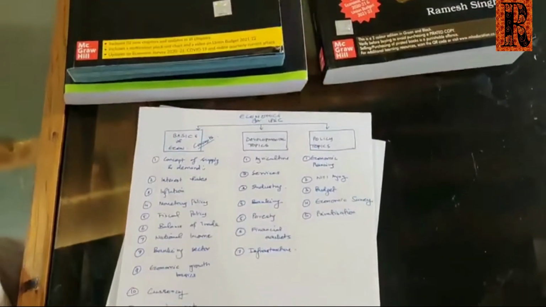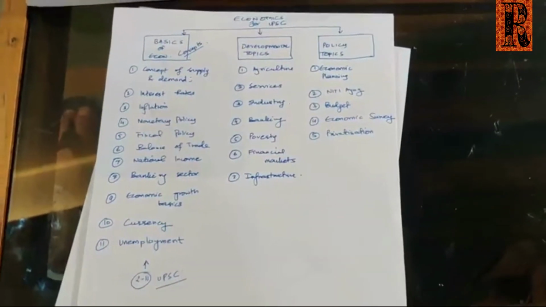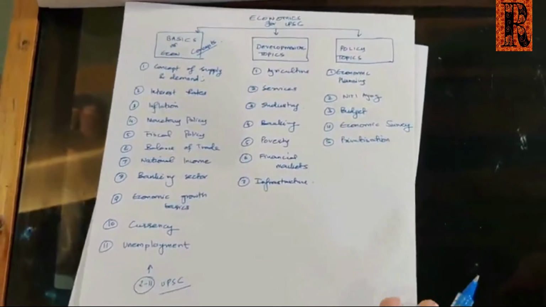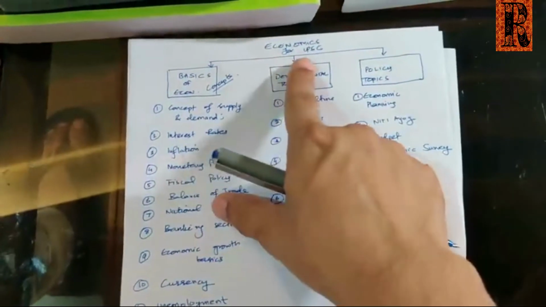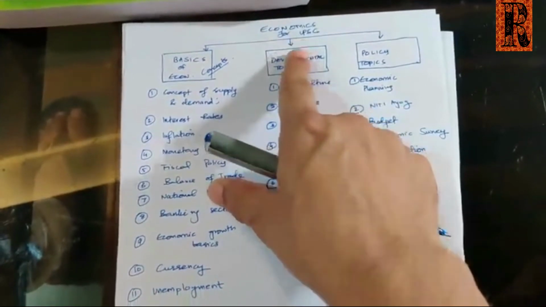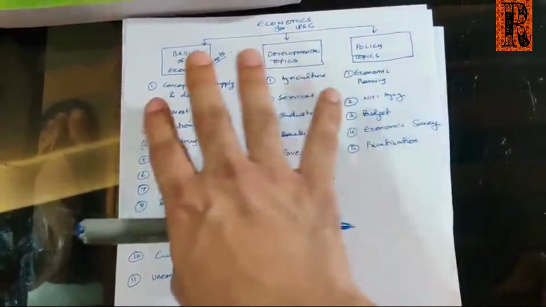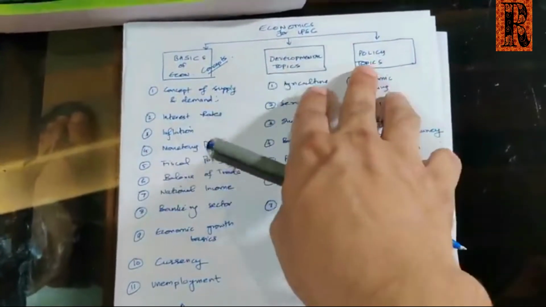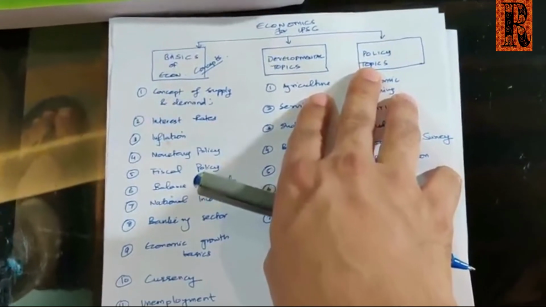So today I'm going to teach you how to learn economics for UPSC and how to more effectively and efficiently learn it so that you can retain it for a longer time and understand it in a better way. For economics for UPSC, you can divide the syllabus into three main topics. These are the bigger level topics into which you should divide your UPSC syllabus.